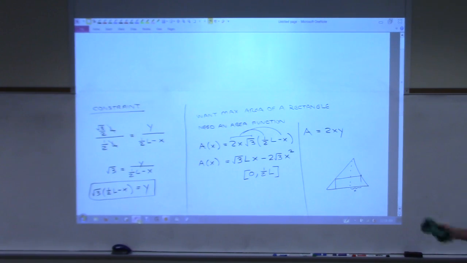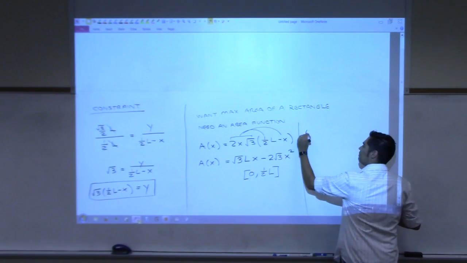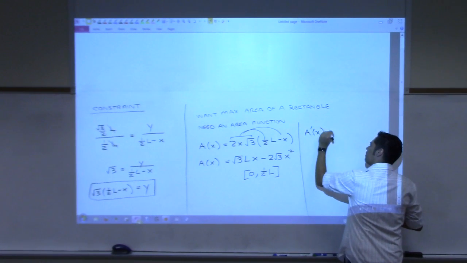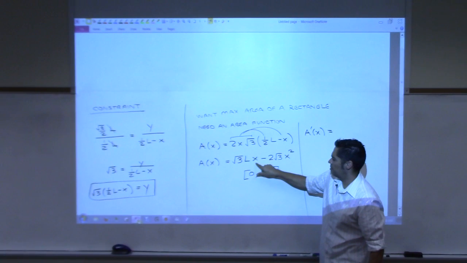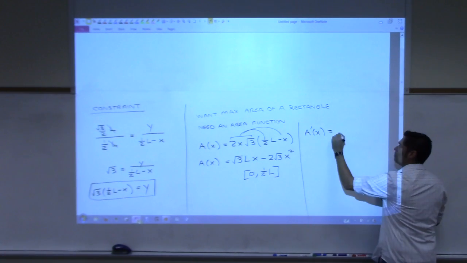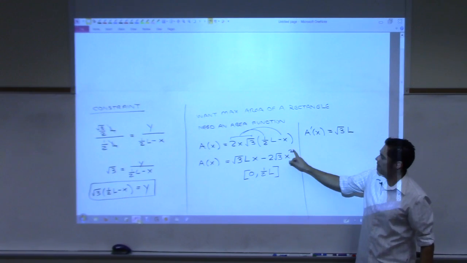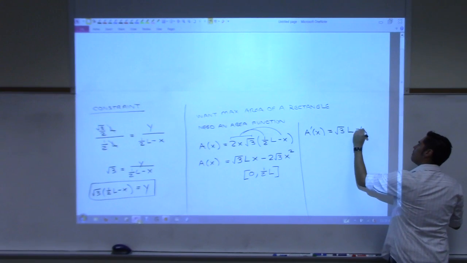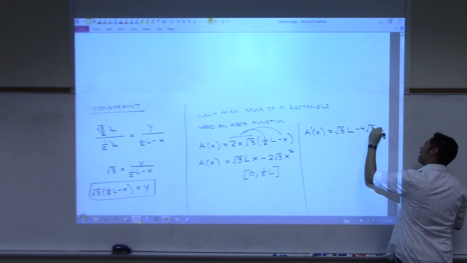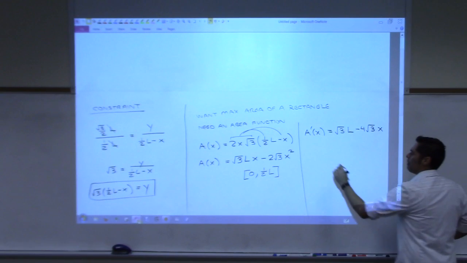Derivative time? Remember, L is a constant, right? So what is the derivative of that function? Constant. The derivative of this times x is just root 3 L. Here, 2 comes out. This is all a constant. So 2 comes out, so minus 4 root 3 x. That's it. Set that to 0.